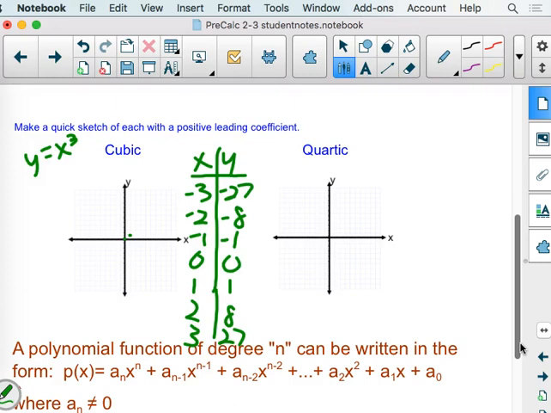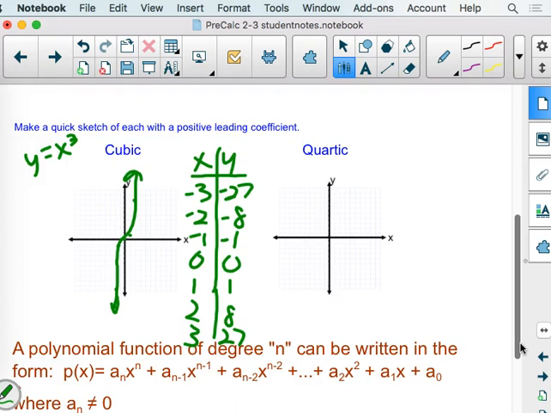Oh my goodness, those lines are fading more and more as it goes on. Can't see the blue. So right there. That's our cubic. Nice little S-shaped curve there.